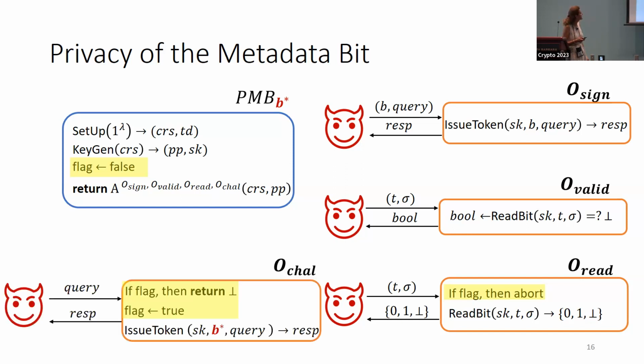We have introduced this flag over here. And in the challenge query, similarly, we will look at the flag. If it is not on, it will generate the responses with the challenge bit, and there will be only one-time access to this challenge oracle.